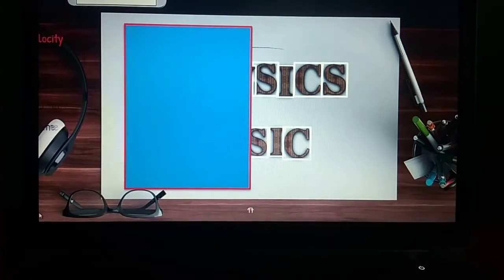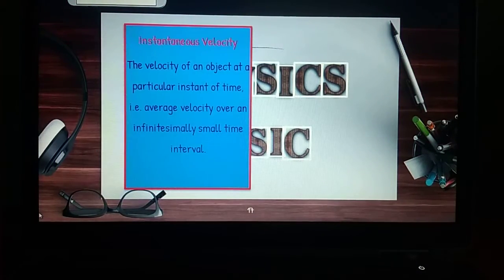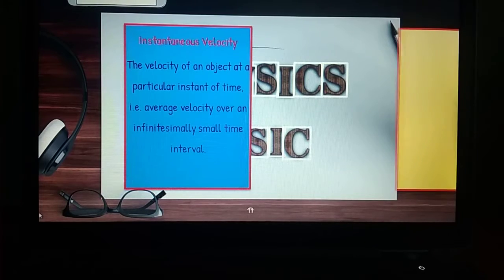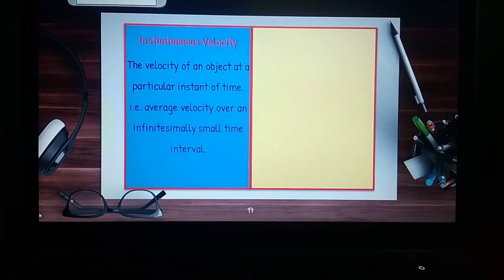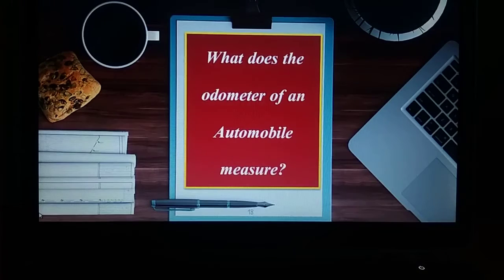Clear? Here it is. The velocity of an object at a particular instant of time is the average velocity over an infinitesimally small time interval, meaning a very small interval. The velocity at a particular small interval is the instantaneous speed at any instant of time.